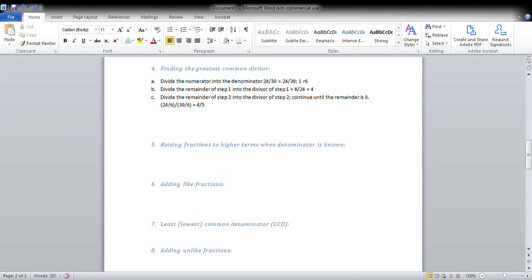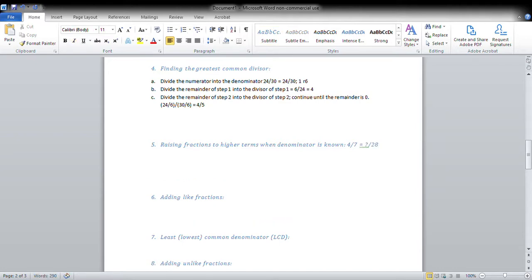So now, how do we raise fractions to higher terms when we know the denominator? There are 2 steps. And here's the problem that we're given in the lecture. 4 over 7 is equal to what over 28? So that'll put it in a little bit of perspective.